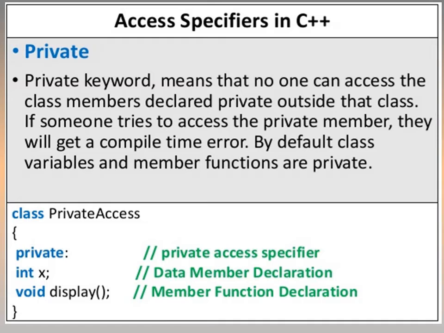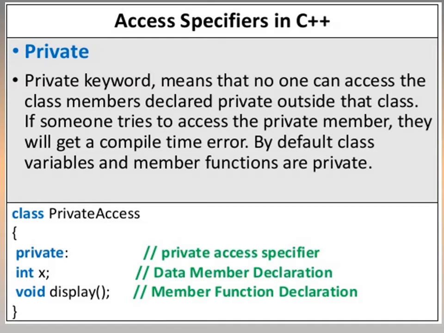Now we discuss the private access specifier. The private keyword means that no one can access the class members declared private outside of that class. If you are declaring the data members and the member functions under the private access specifier, then outside of that particular class no one can access that data. So I said you can hide the data by using the private access specifier.